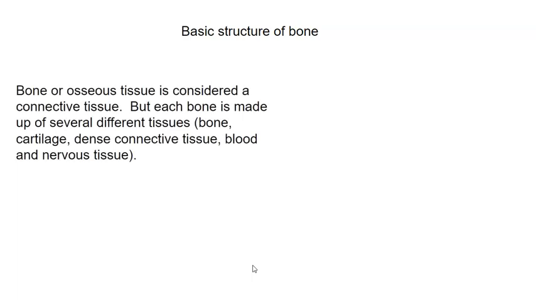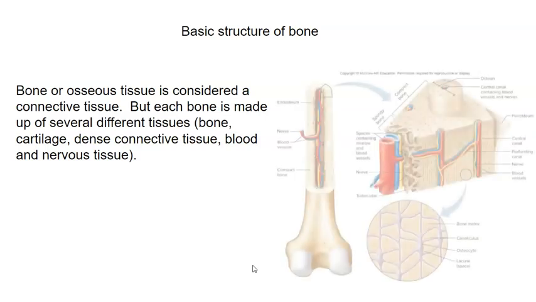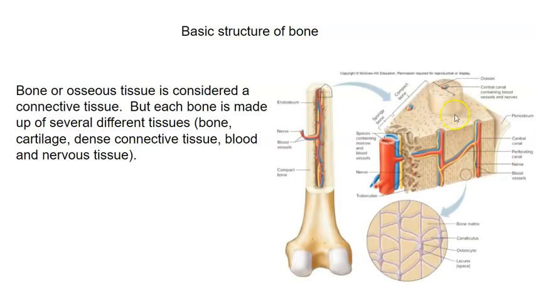Bone, or osseous tissue, is considered a connective tissue, but each bone is made up of several different types of tissue. For example, we have bone tissue or osseous tissue, but we also have dense connective tissue, and we have blood vessels and nerves. So really a bone would be more like an organ, whereas this is bone tissue.